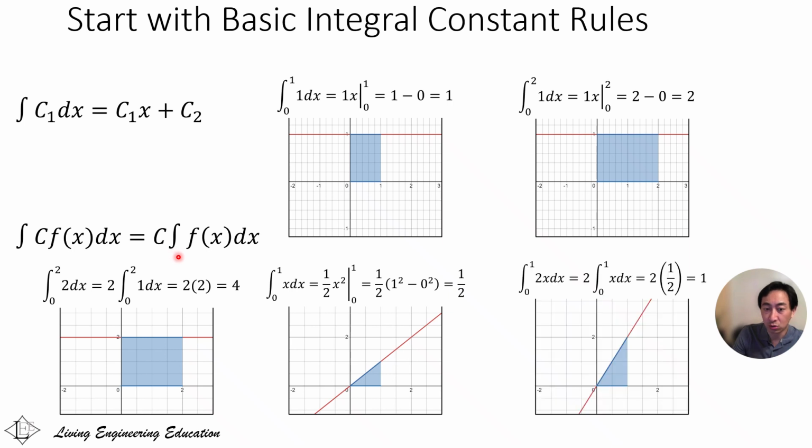this rule is true, I can have 2x dx, right, with the same bounds. So according to this rule, I could pull the 2 out of this integral, like here, and just say 2 times whatever this integral is. This integral we solved right here as 1/2. So 2 times 1/2 is equal to 1. And again, we can find the area of these triangles and prove that these are true.